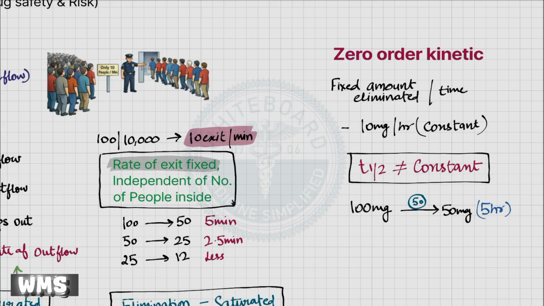Now, to reduce the level by half again, from 50 milligrams to 25 milligrams, only 25 milligrams needs to be removed. So this takes just 2.5 hours. So, we can clearly see that at different drug concentrations, the time required to reduce the drug level by half is not the same. That is why, in zero-order kinetics, the half-life is not constant.